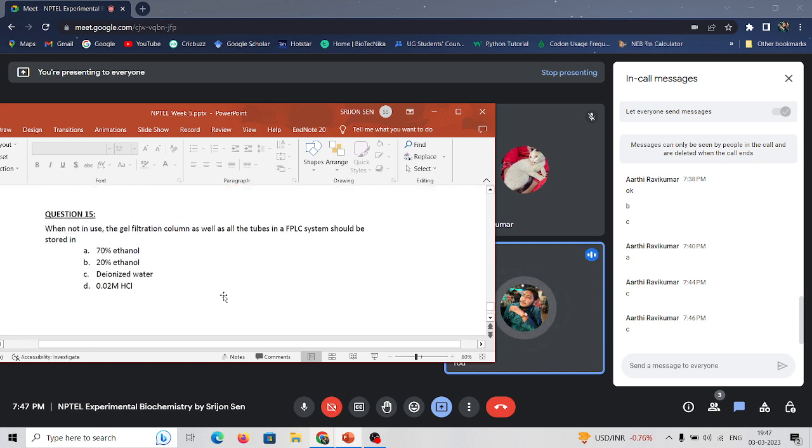And the last one says, when not in use, the gel filtration column as well as all the tubes in the FPLC system should be stored in 70% ethanol, 20% ethanol, deionized water, 0.02 molar HCl. I think this is the easiest question of all. You can answer it.